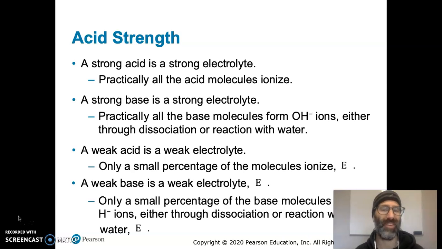A strong base is the same idea. It's a strong electrolyte. What does that mean? It means that practically all of the base molecules form OH minus ions, either through dissociation. A lot of strong bases are salts. They're ionic compounds. Like sodium hydroxide, NaOH, that's a salt: sodium plus ion, hydroxide negative ion. Those are going to dissociate in water, or they react with water.